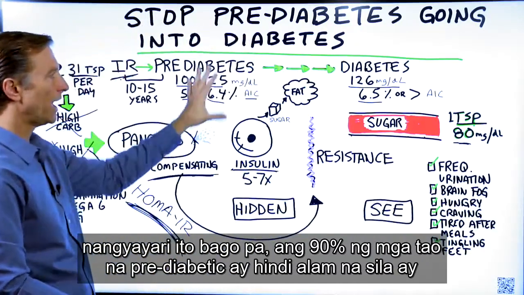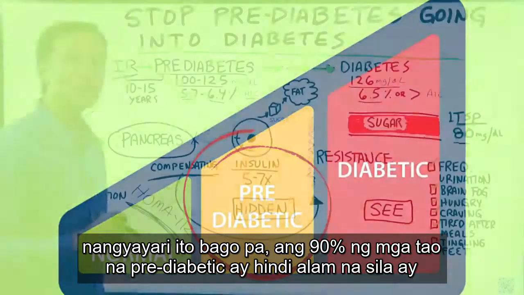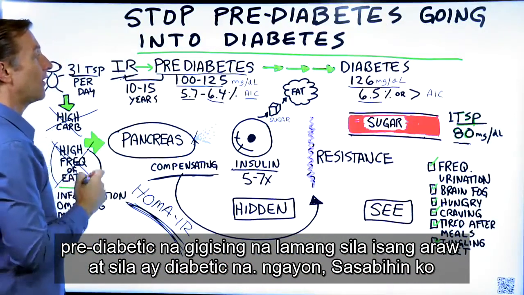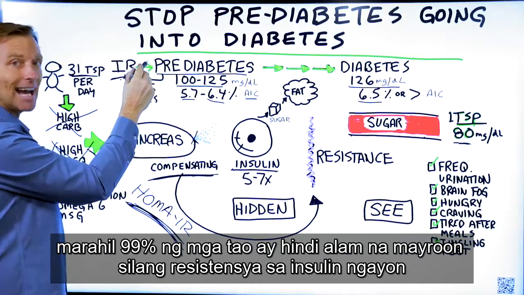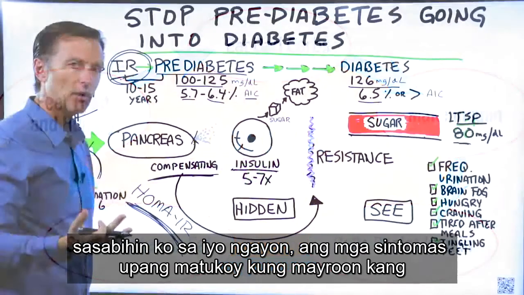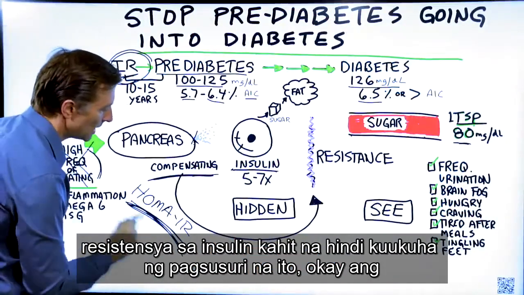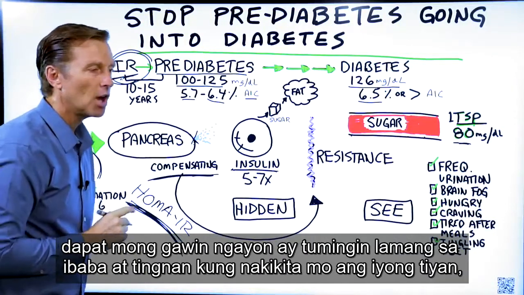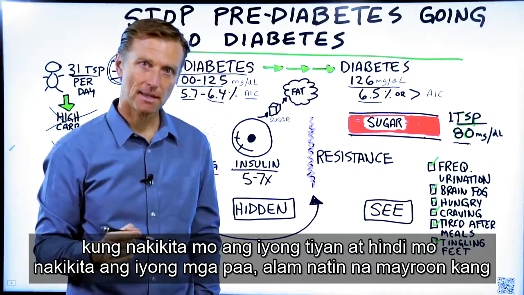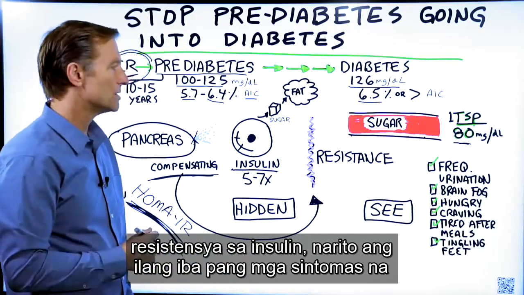This happens way before. 90% of people that are pre-diabetics don't even know they're pre-diabetics. They just wake up one day and they're a diabetic. Now, I would say probably 99% of the people don't know they have insulin resistance. Now, I'm going to tell you right now the symptoms to determine if you have insulin resistance, even without taking this test, okay? All you have to do right now is just look down and see if you see your belly. If you see your belly and you can't see your feet, then we know you have insulin resistance.